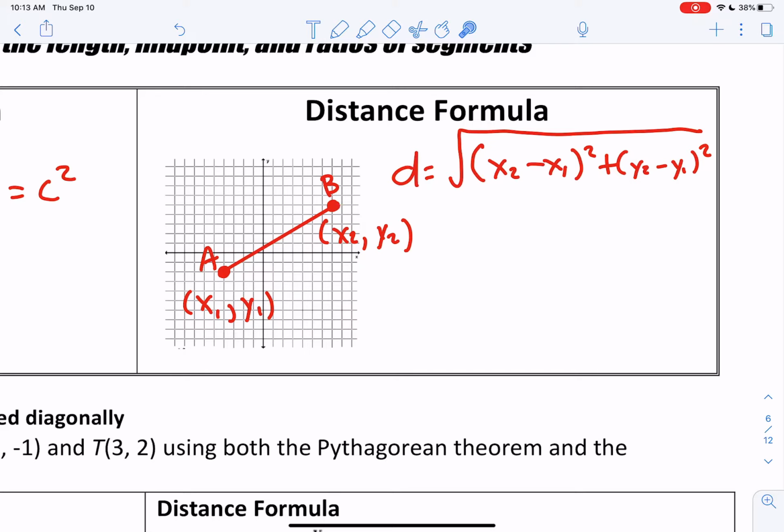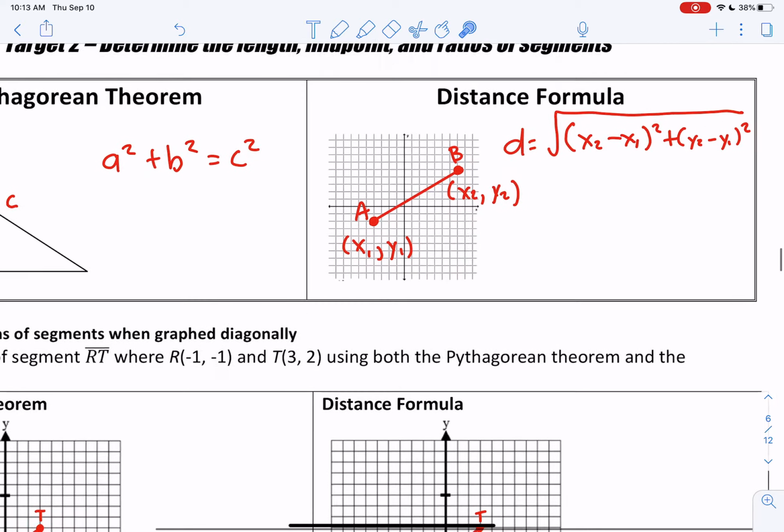So when I plug these into my formula, the distance equals the square root of x2 minus x1. This one right here is x2 minus x1, and then we're going to square that. And then do the same thing with the y's: y2, which is this one right here, minus y1, which is this one right here, and I'm going to square that as well. Then you're going to take the square root of the whole thing, and that'll give you the distance between those 2 points.